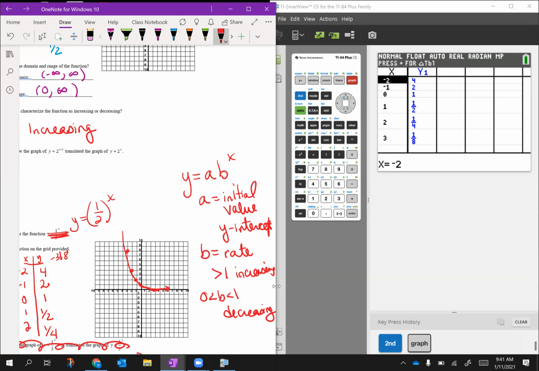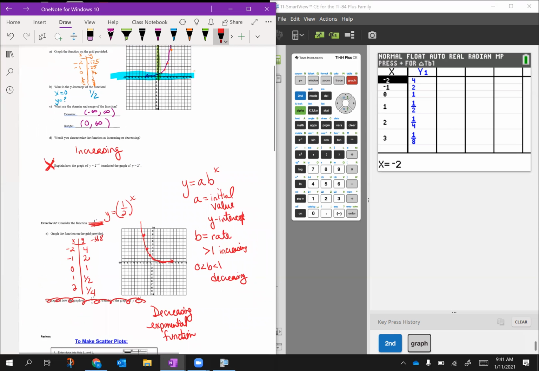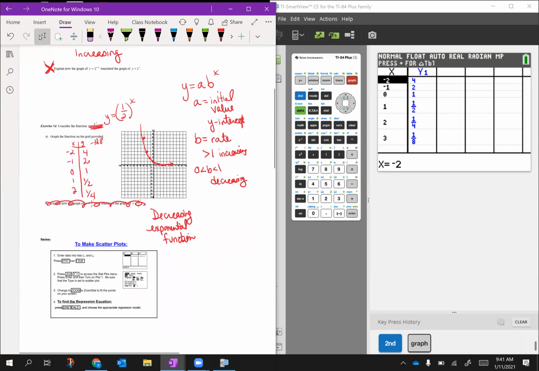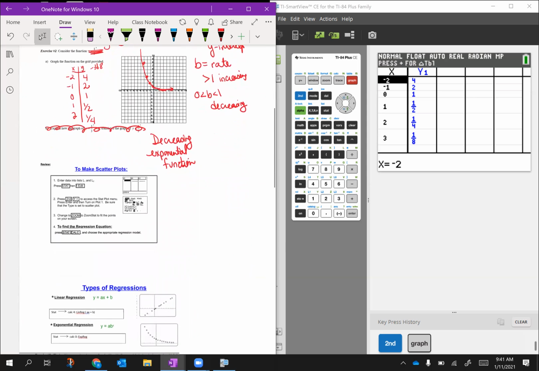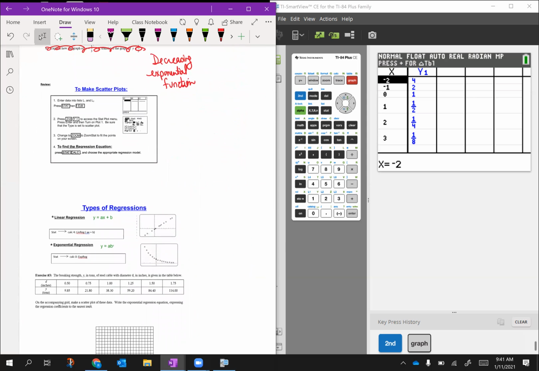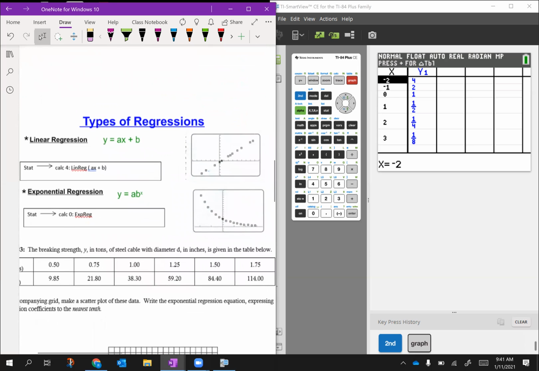So before we went through and we looked at the percentages, we said what the initial value was. That was the unit that we covered already on this topic. So now what we're going to do is make it into scatter plots and look at the graphs and compare linear versus exponential. So linear looks more like a line, exponential looks like a smooth curve.